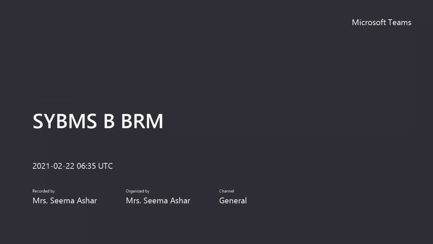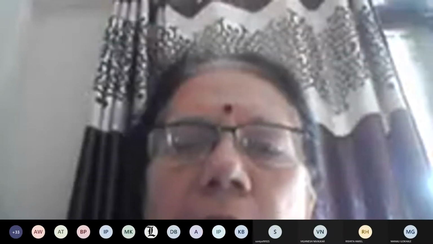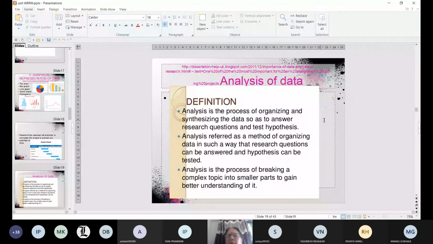Very good afternoon. We are on unit number 3 of the subject Business Research Methods. In the last few lectures, we have talked about processing of data. Now, today we are going to speak about the further processes. Once your data is ready, processed, and you have a graphical representation ready, the researcher has to analyze the data.